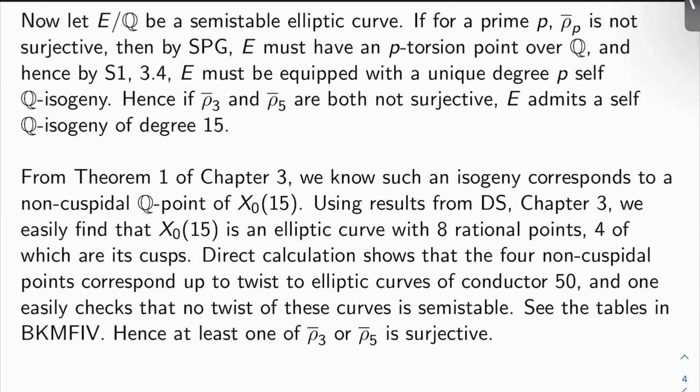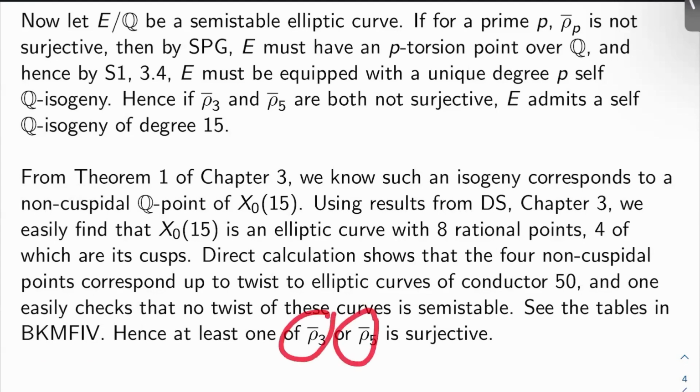Direct calculation shows that the 4 non-cuspidal points correspond up to twist to elliptic curves of conductor 50. But you can check that no twist of those curves is semi-stable, so that's a contradiction. If you want more details, you can see the tables in the Modular Functions of One Variable IV book. Okay, and so we got a contradiction.